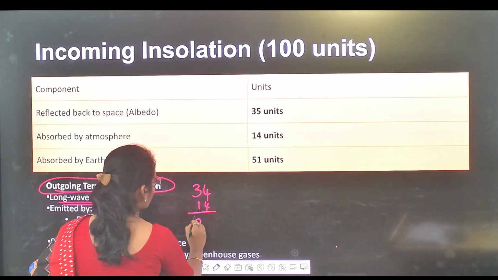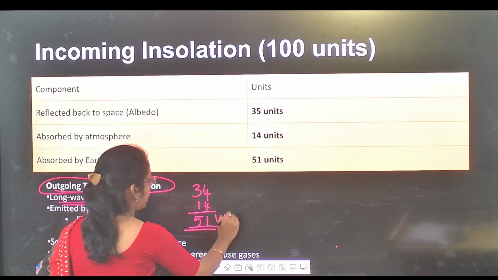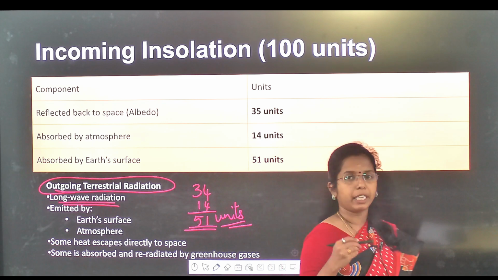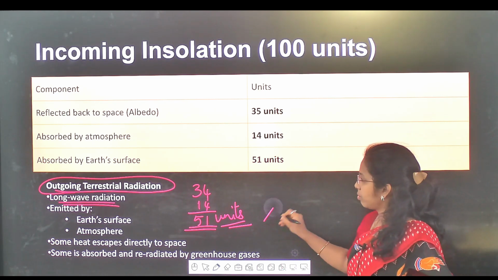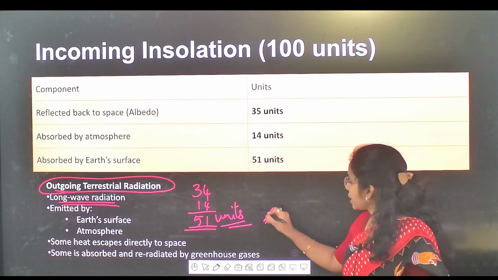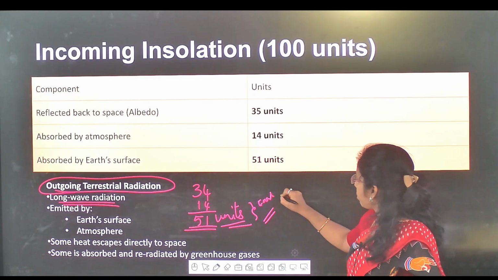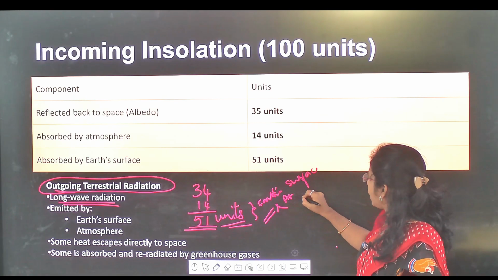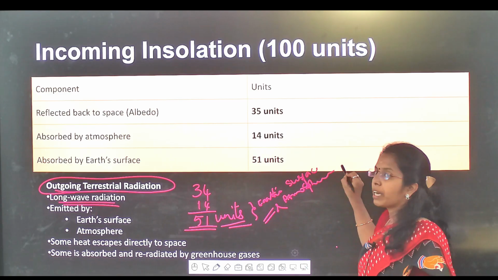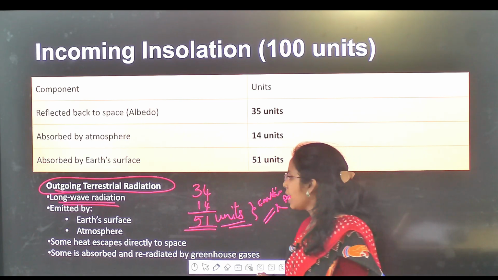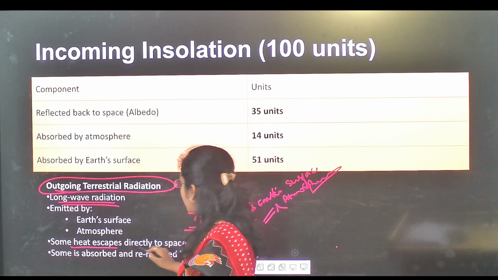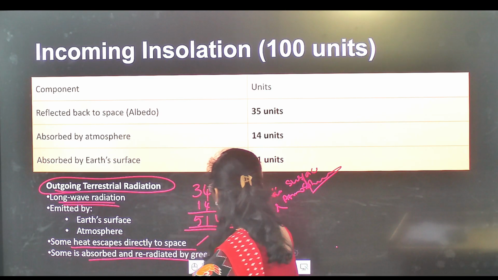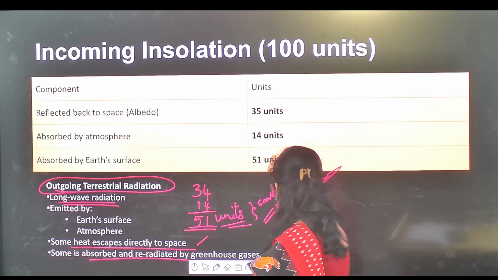How many units? 51 units. Means a total of 51 units Earth is absorbing, and Earth is emitting incoming solar radiation. Clear? These 51 units are emitted by Earth's surface and atmosphere back into space. This is how we maintain equilibrium. Earth and Sun maintain equilibrium. Some heat escapes directly to space and some is absorbed and re-radiated by greenhouse gases.